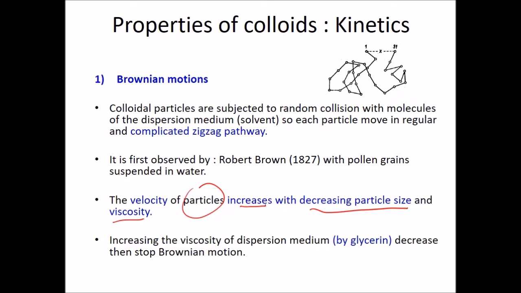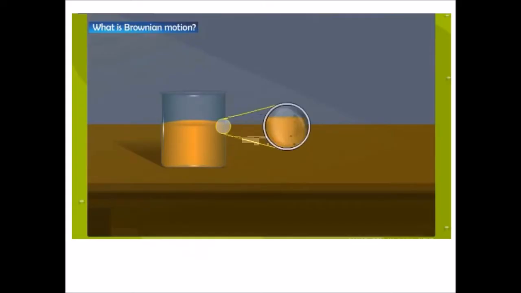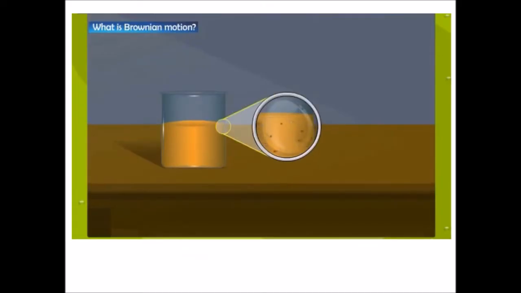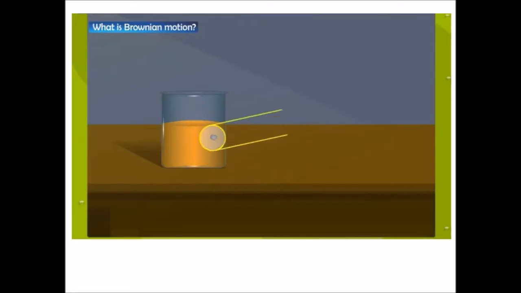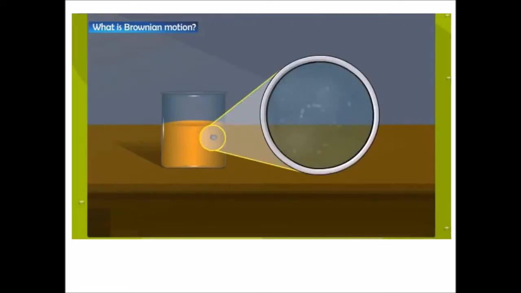hence reducing the Brownian motion. Brownian motion can also be observed when small colloidal particles suspended in a liquid are examined under a powerful microscope. The zigzag motion is due to unequal bombardment between the suspended particles and the molecules of the surrounding medium. This irregular motion of suspended particles is referred to as Brownian motion.